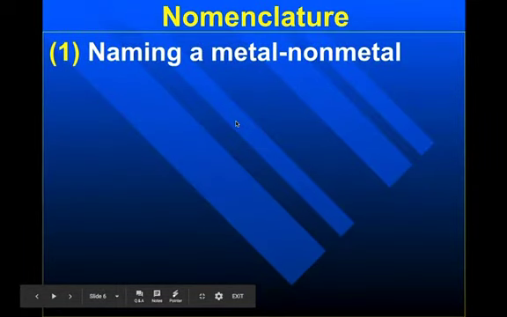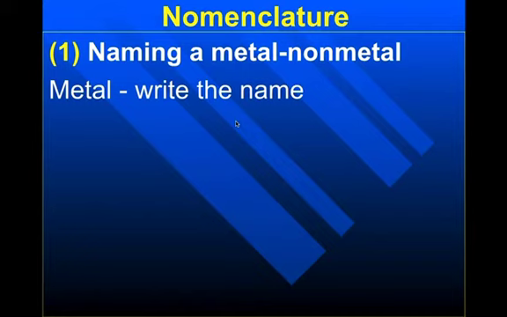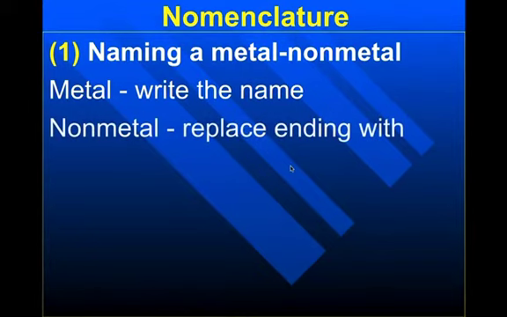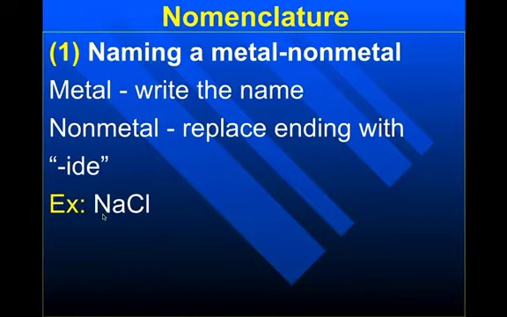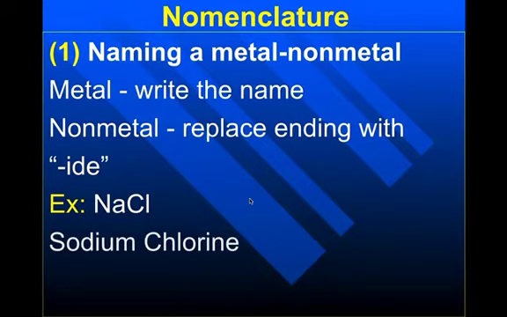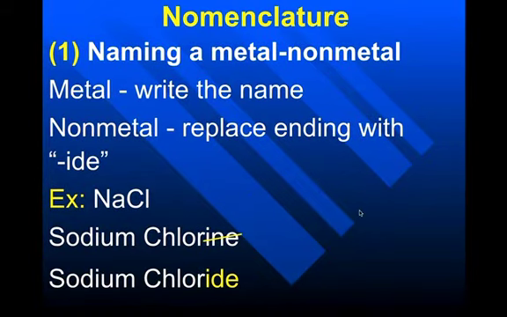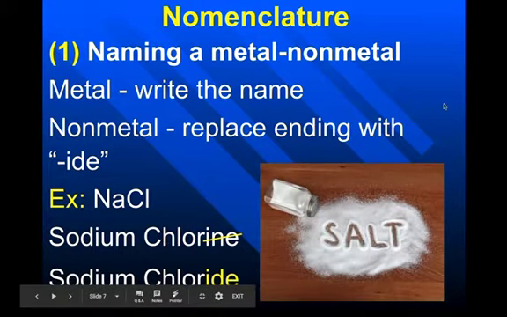All right. Naming a metal nonmetal. Rule number 1, write the name of the metal. Pretty easy. With a nonmetal, though, you're going to change the ending to IDE. So, for example, if you have Na and Cl, look on your valence sheet. Na is sodium. See it on the top left. Chlorine on the bottom left, Cl. So to name this compound, we don't call it sodium chlorine. We call it sodium chloride. That's the rule there. Makes sense? All right. And of course, in real life, this is salt.